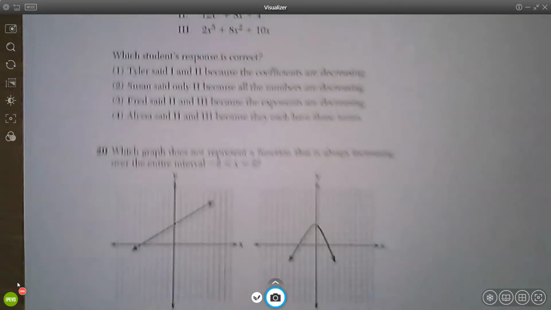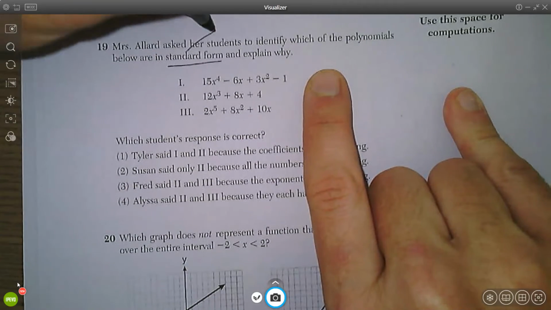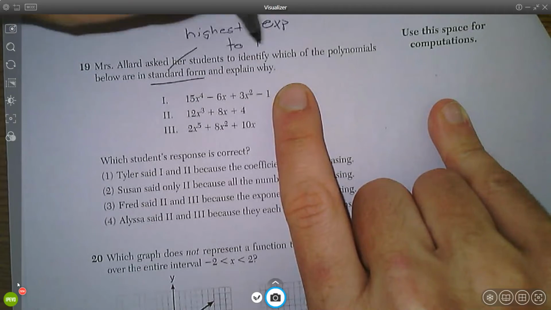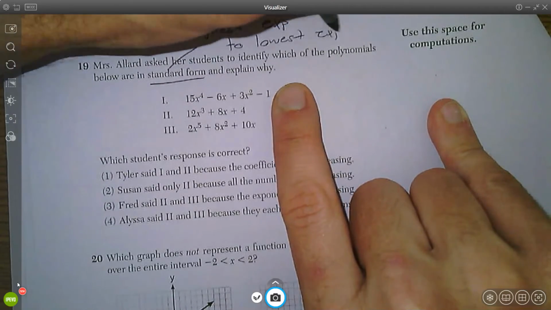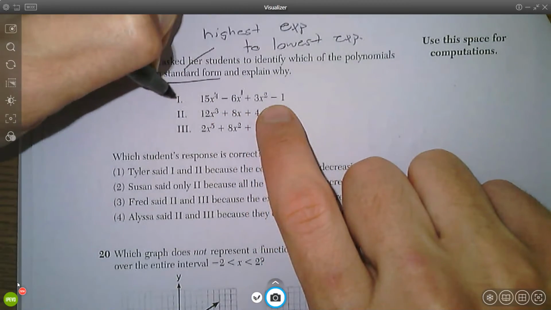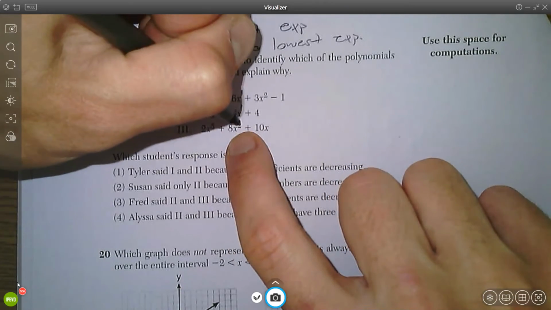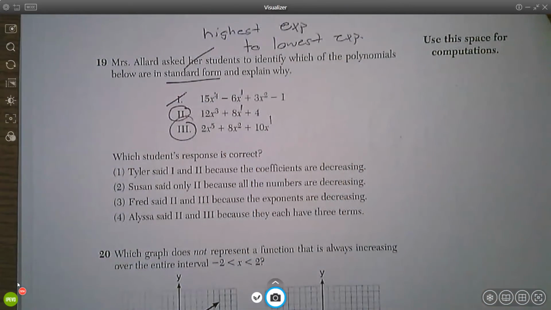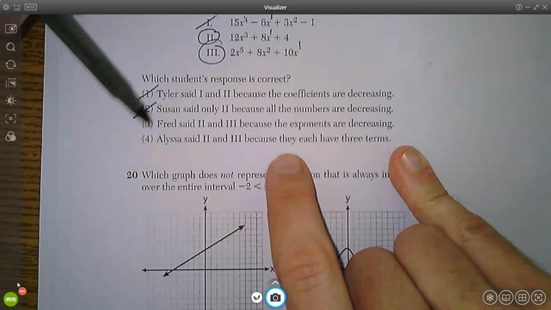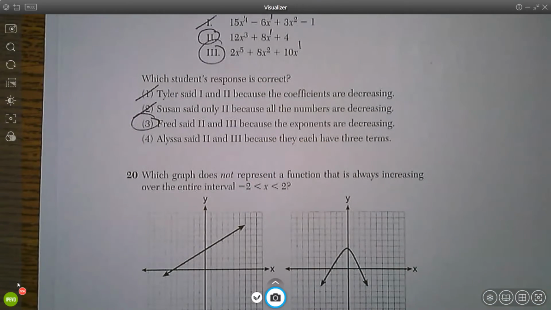All right. Number 19, here's another one of these statement ones. Identify which are in standard form. Standard form means the highest exponent to the lowest exponent. Highest exponent to lowest. So 4, 1, no, 2, that's out of order. 3, 1, an exponent of 0, that's good. Exponent of 5, 2, and 1, that's good. So 2 and 3 are the correct ones. Now, be careful here because there's 2 answers that could be possible, but it's because the exponents are decreasing.